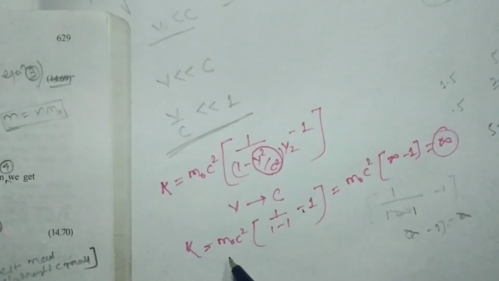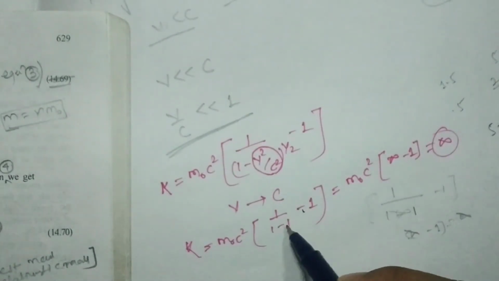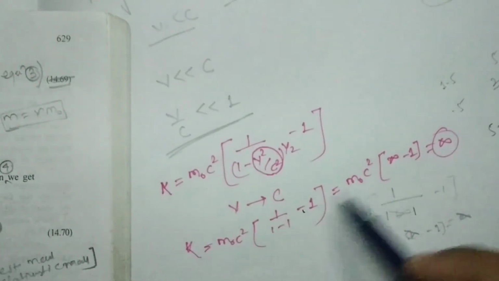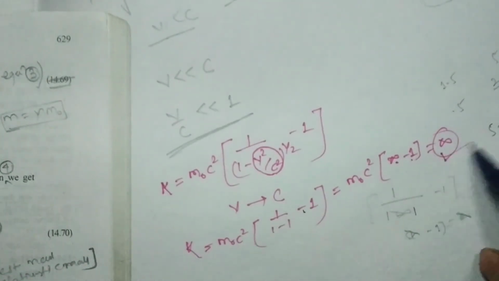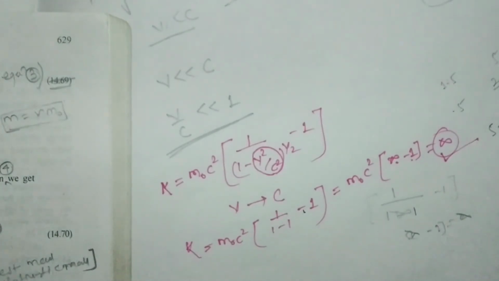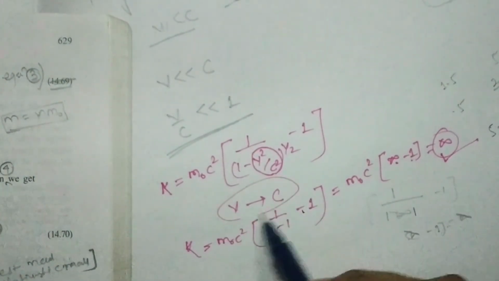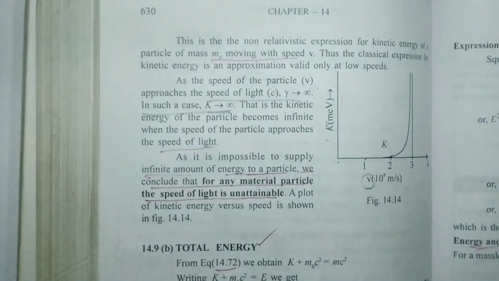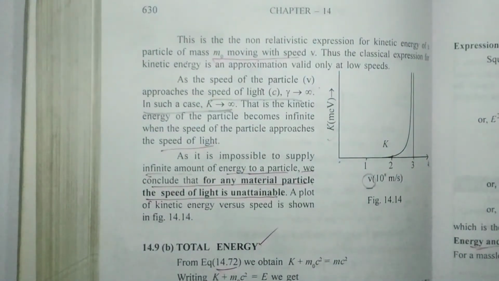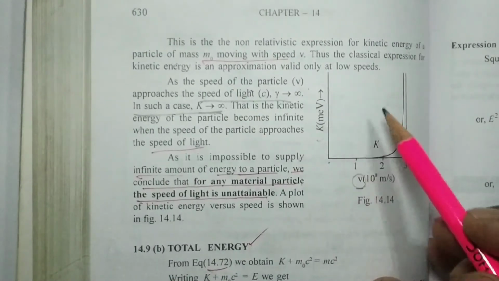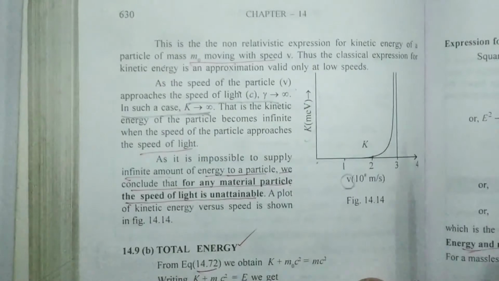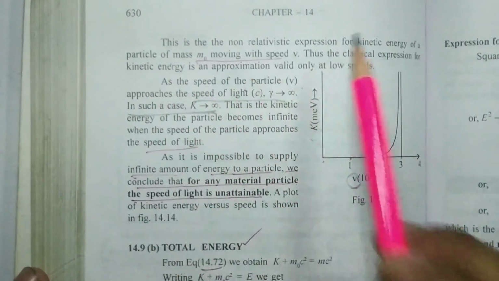K equal to m0 c square, 1 by 1 minus 1 is 0, infinite minus 1 is infinite. So when v tends to c, K tends to infinite. Here you have to pause the video and write down this much, whatever is written. Same thing is written, whatever I discussed; I am just reading, you just watch.